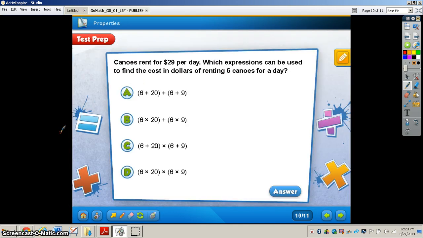Okay, let's take a look at the test prep. I want you to complete this problem all by yourself, and when you figure it out, you can press play and I will have the answer for you. This problem is on page 16, number 17 on page 16. So pause the video now. Okay, the answer is letter B.